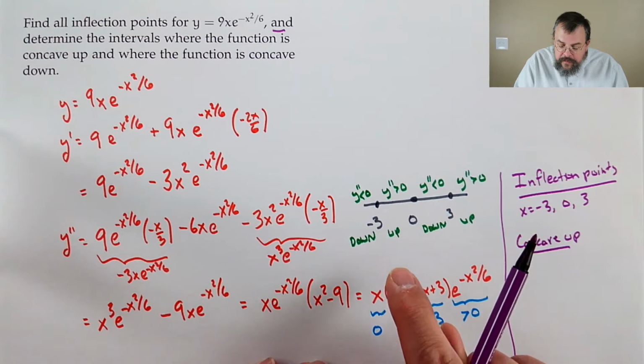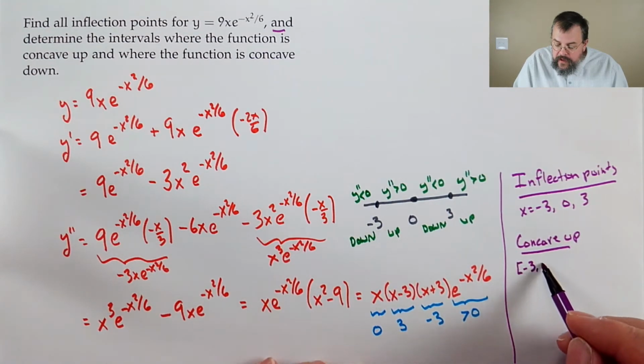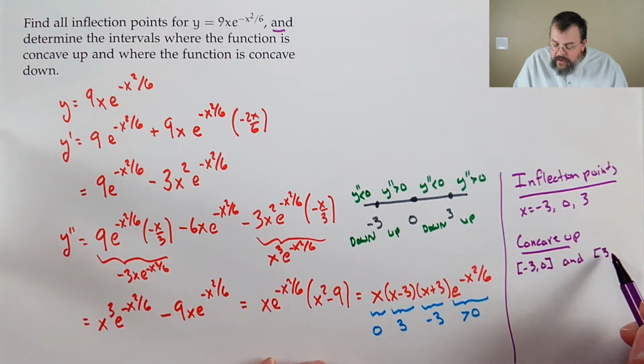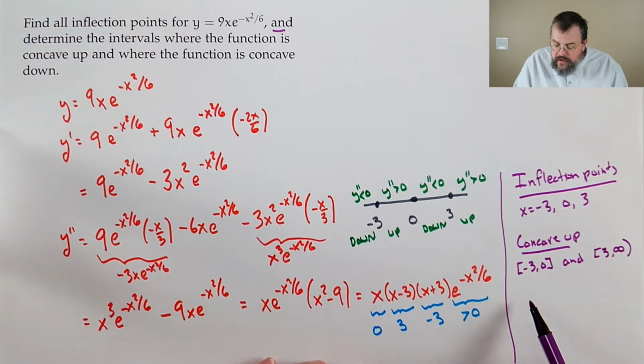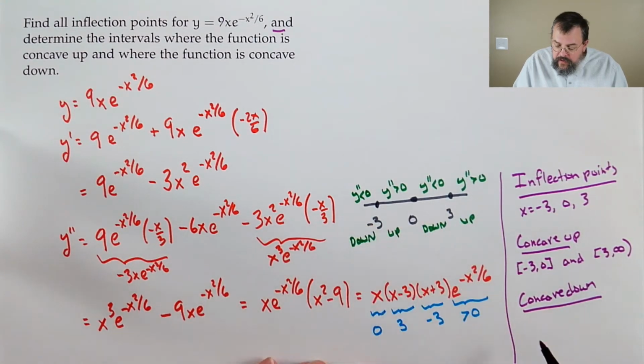We're looking for where the second derivative is positive. So we can say, well, from -3 to 0, and from +3 to infinity. Where are we concave down? Okay, well, what would that be? That would be up to -3, so from -infinity to -3, and from 0 to 3.